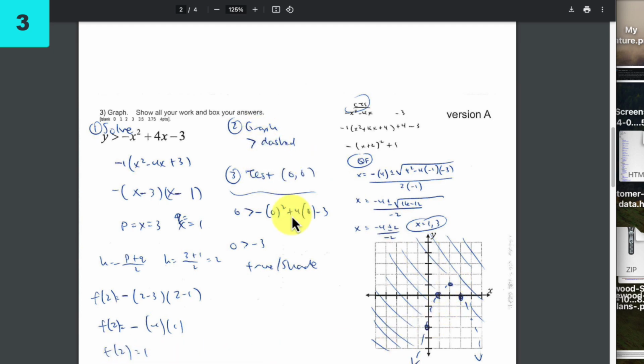It's going to be a dashed, and then I tested 0, 0, and that was true, so I shaded the outside. How else do you get these 2 points there? You could have done completing the square or also quadratic formula to get those 2 points. CTS would have given you that one.